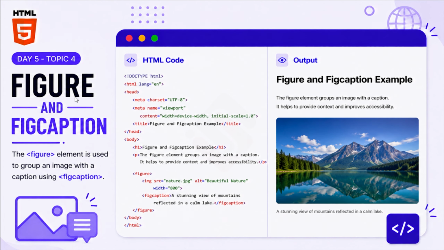Our final topic is figure and figcaption. These HTML elements help us group an image together with its caption. So why use them? Sometimes we want to explain an image. Instead of adding random text below it, HTML provides a semantic solution.